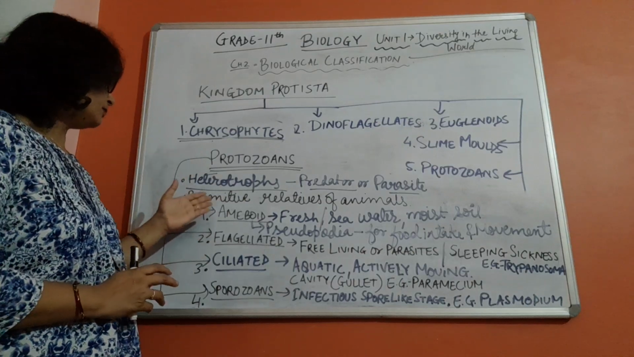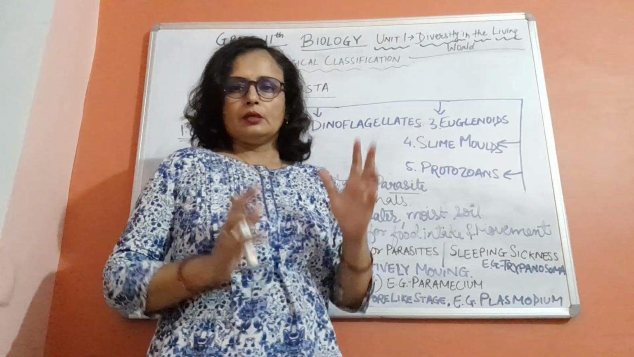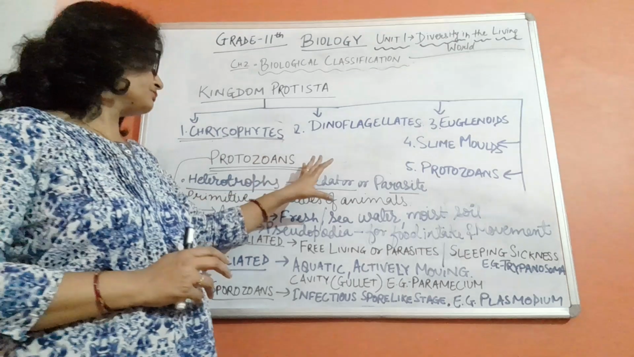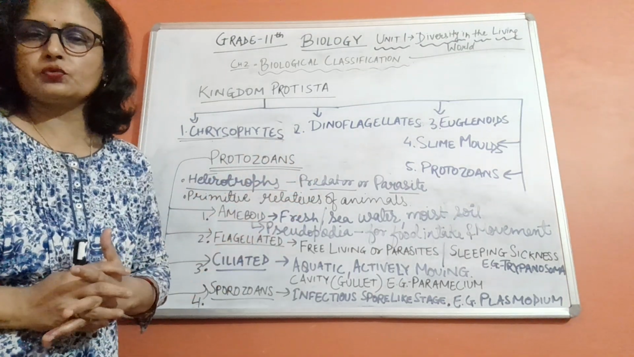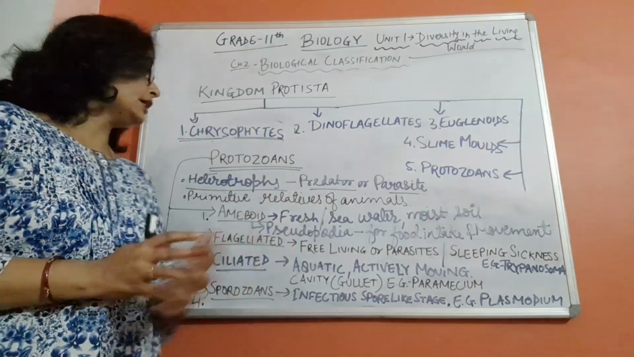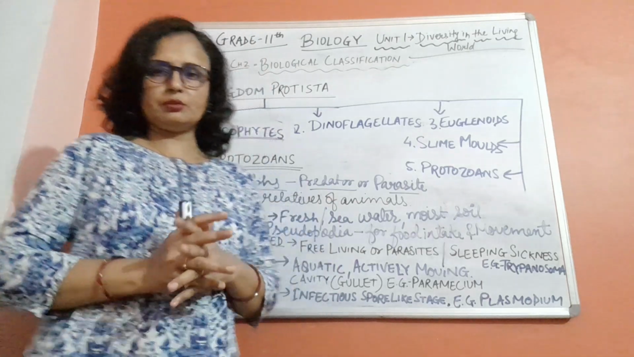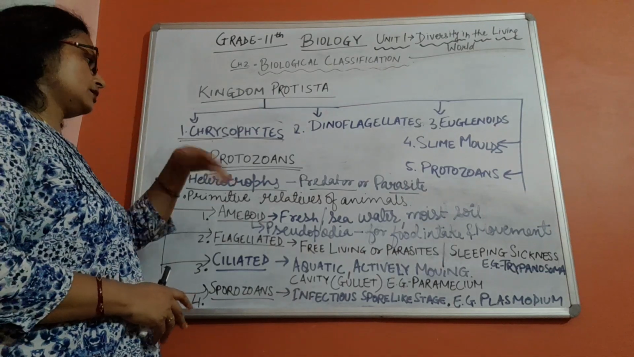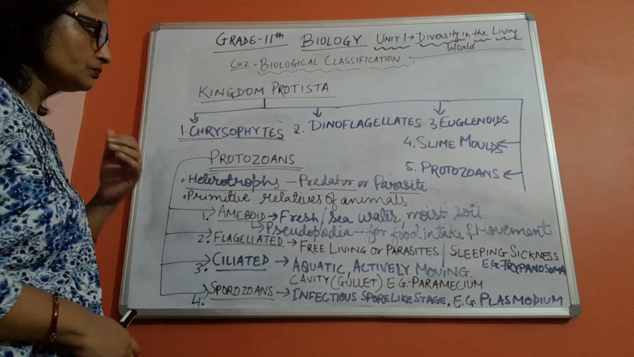And it is believed that they are primitive relatives of animals. Protozoans are what? Animal like. Basically characteristics of animals are found in protozoans. So it is believed that these are the primitive relatives of animals, or you can say ancestors of animals. The animals came into existence after the protozoans.